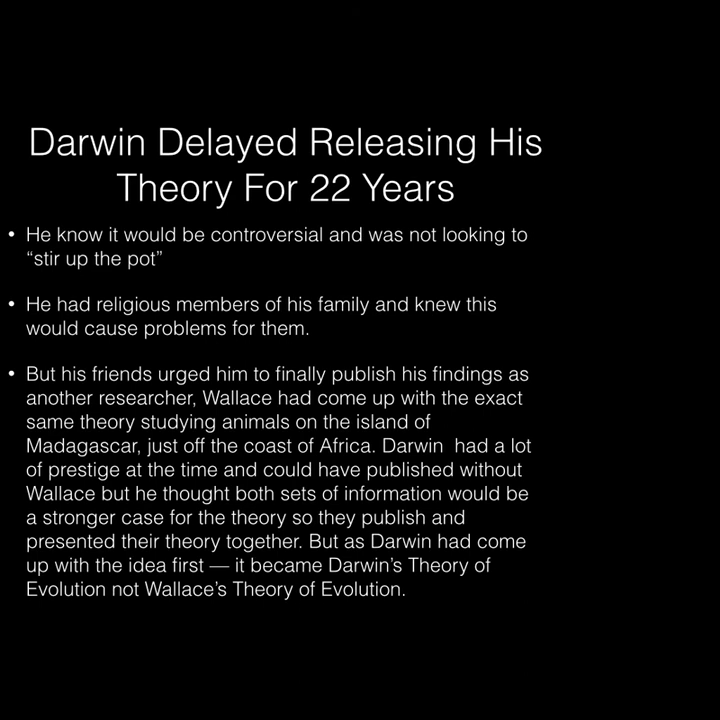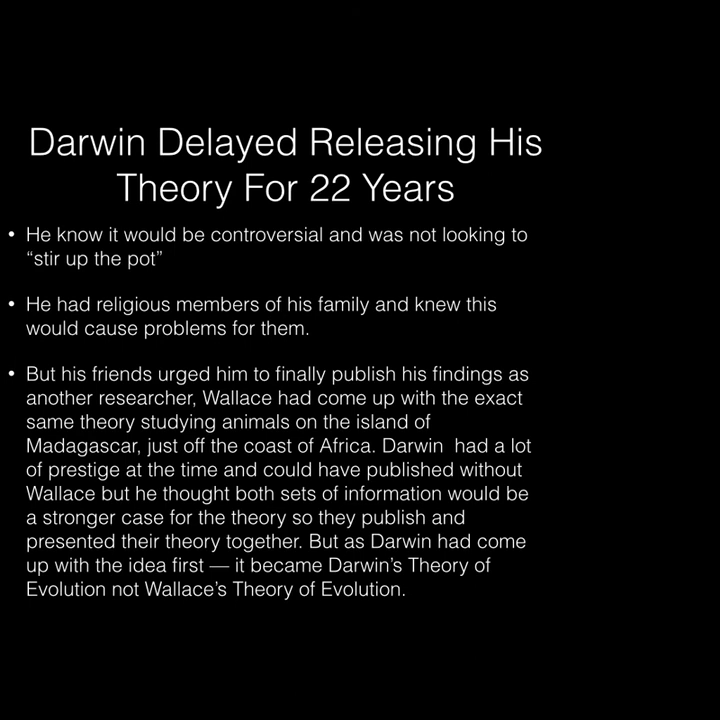Darwin delayed releasing his theory for 22 years. He knew it would be controversial, and he was not really looking to stir up the controversy pot. He had some members of his family that were religious. Remember, he graduated with a degree in theology. He was going to be a minister. He just didn't really have the knack for it.